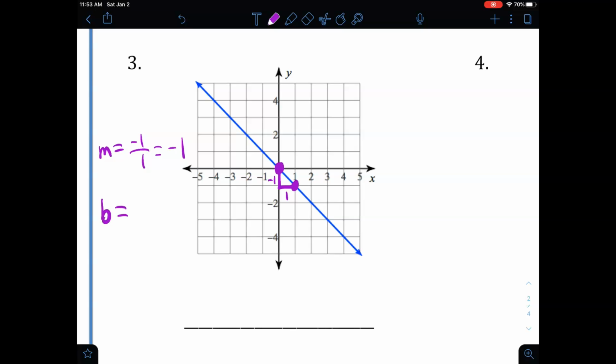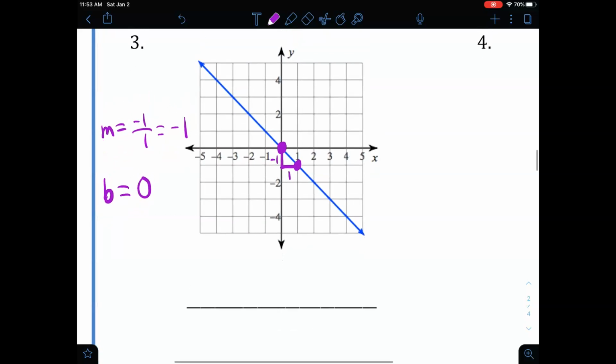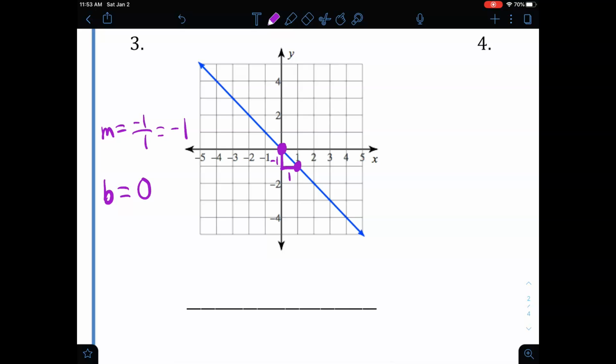And what's our b? If it crosses at the origin, what's the b value? That's going to be 0. If it crosses at the origin, it's going to be b equals 0. So we're going to write 2 equations here. We're going to write what we know, and then we're going to simplify it a little bit. So we have y equals mx plus b. Well, m is negative 1, and b is 0.